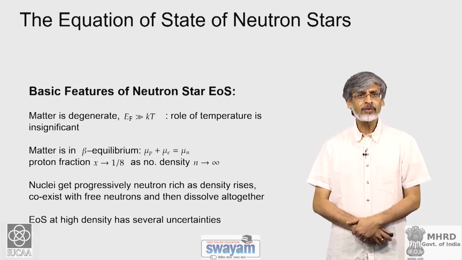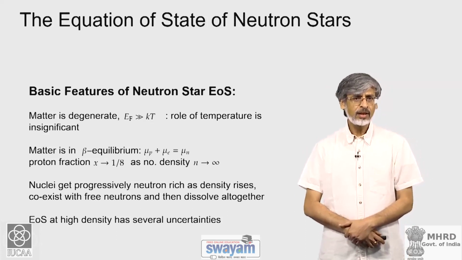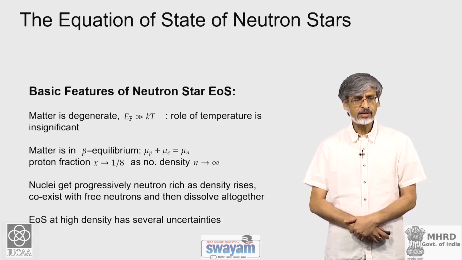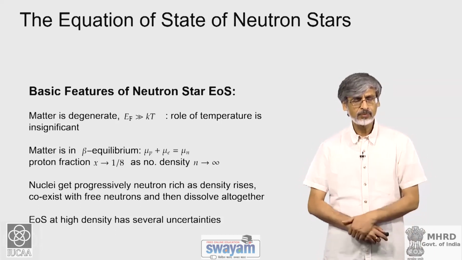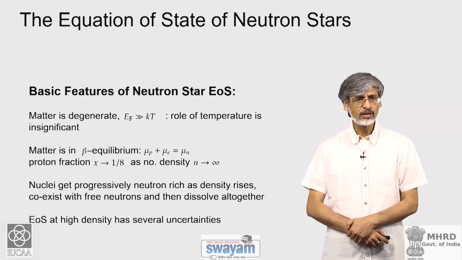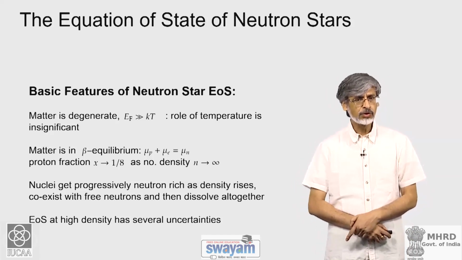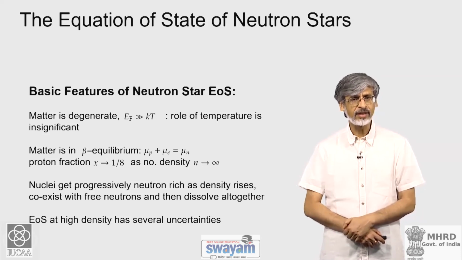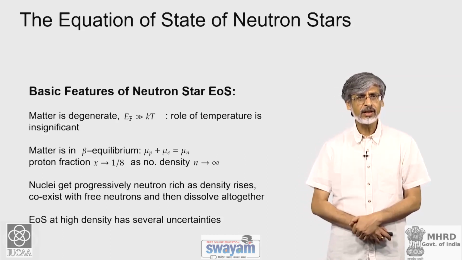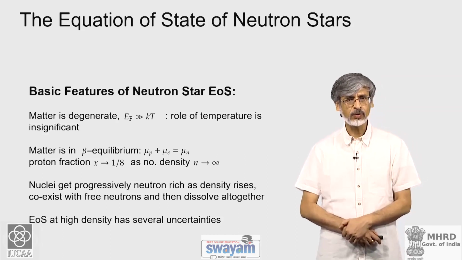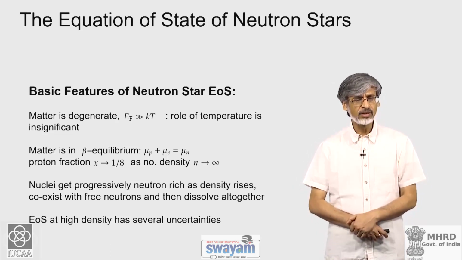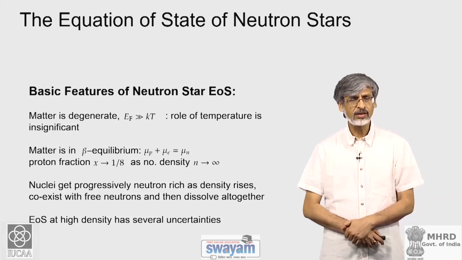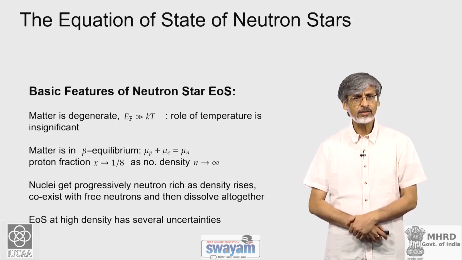The proton fraction is a function of density. As the density rises from relatively low density, the proton fraction goes through a minimum and then it rises again at high density, saturating at a value of about 1/8 or about 12% as density goes to infinity. Rough overall value over the entire neutron star is a proton fraction of about 10%.